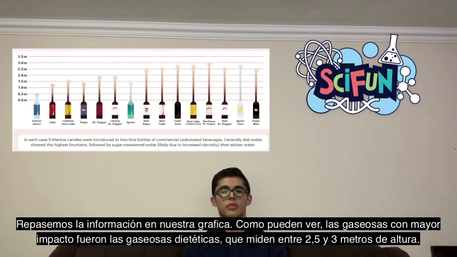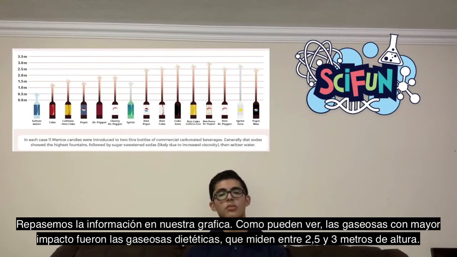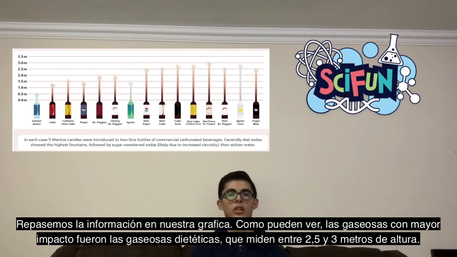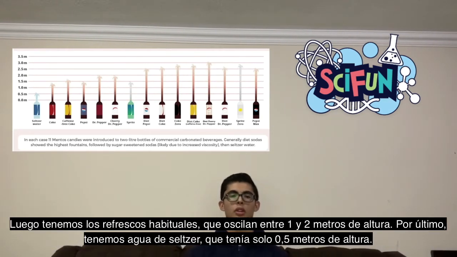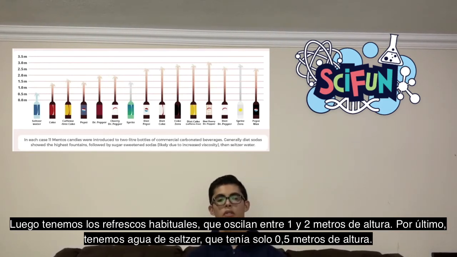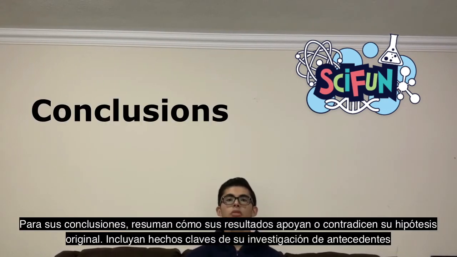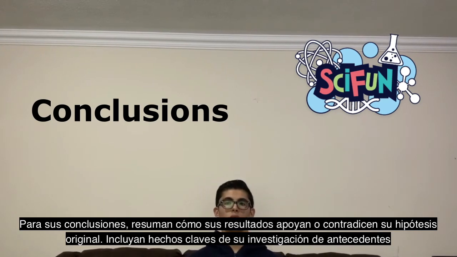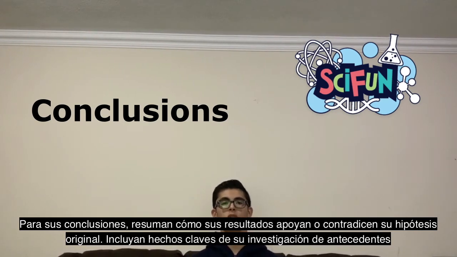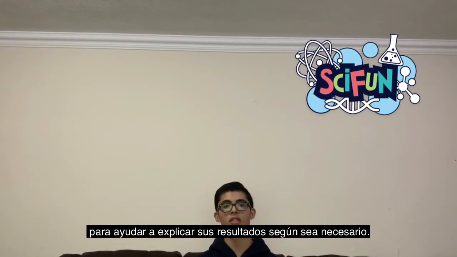As you can see, the sodas with the highest explosions were diet sodas, which range between 2.5 and 3 meters tall. Then we have regular sodas, which range between 1 and 2 meters tall. Lastly, we have seltzer water, which had only 0.5 meters tall. For your conclusions, you summarize how your results support or contradict your original hypothesis. You include key facts from your background research to help explain your results as needed.